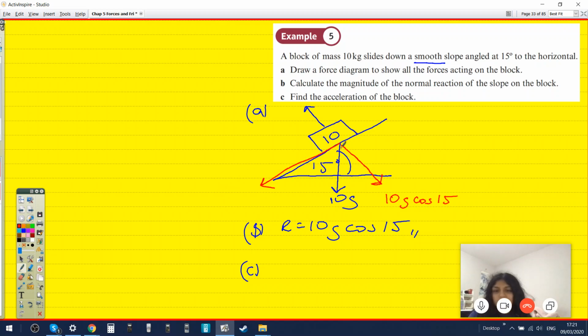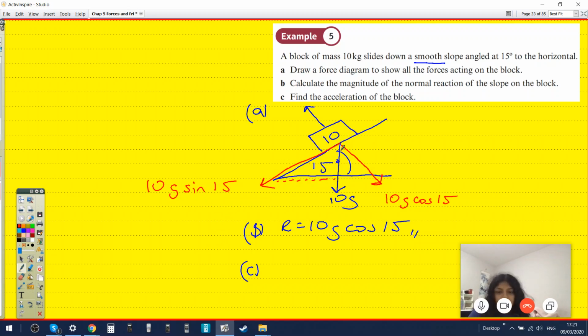No. So this would still be 10g. It would be 10g sine 15. If you were to make a triangle like that, 10g would be the opposite side, and this would be the hypotenuse. Opposite over hypotenuse is sine.